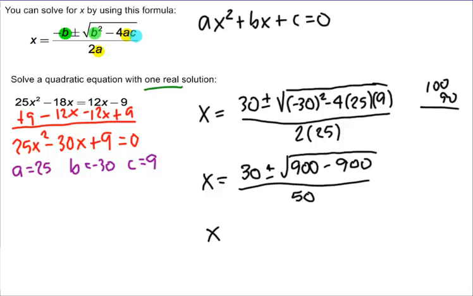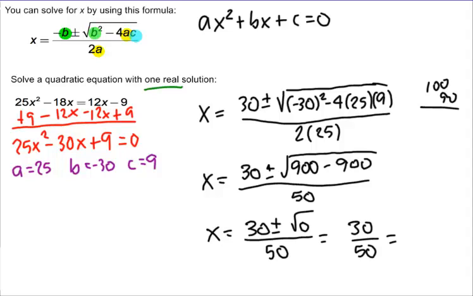And what happens is we end up with 30 plus or minus the square root of 0 over 50. Well, this is 30 over 50, which gives us 3/5. And here we're done. We have a good answer, and the square root of 0 is 0, so there's nothing weird or wacky going on that you need to worry about.